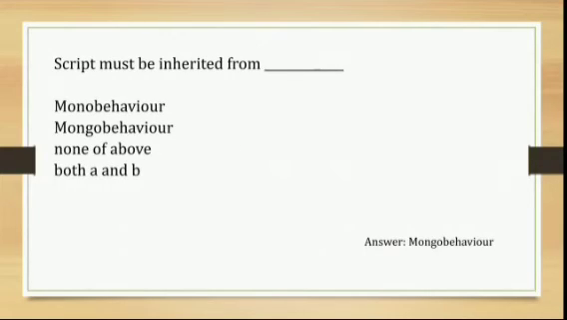Script must be inherited from where? You have to inherit the script from the database, everybody knows. So it can't inherit from behavior, mono behavior, A, B, none of the, oh, no answer. Then what is the answer? Mongo behavior, because MongoDB, as you know, is a database, isn't it? So it is inherited from the Mongo behavior.